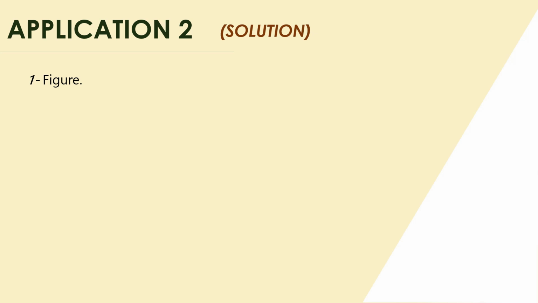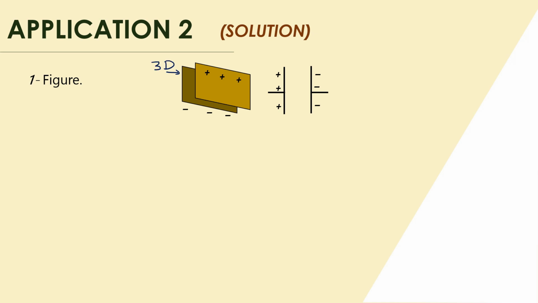First part, we are required to draw the figure. Feel free here to draw a figure in 3D as it's done here, or simply just draw two lines representing the capacitor itself. This is the capacitor, with the positive charge on one side and the negative charge on the other. Now, there is no convention for where to place positive or negative or how to draw the capacitor, except for two lines being parallel to each other and having this connection from each of the two plates.